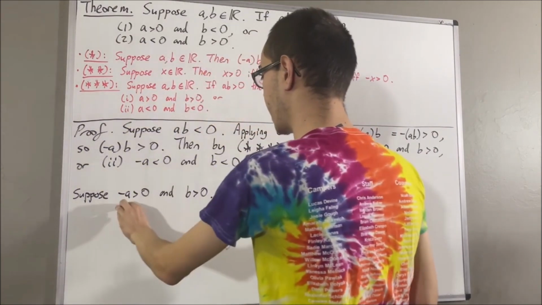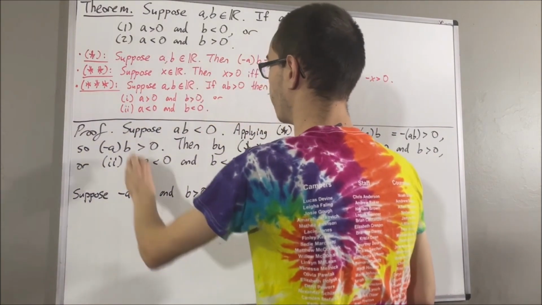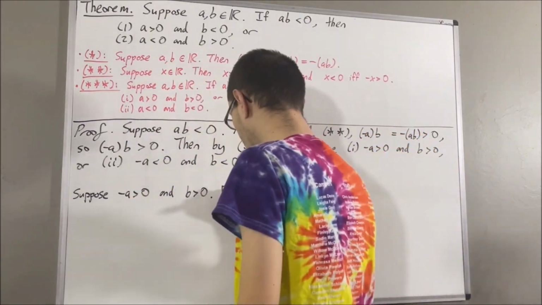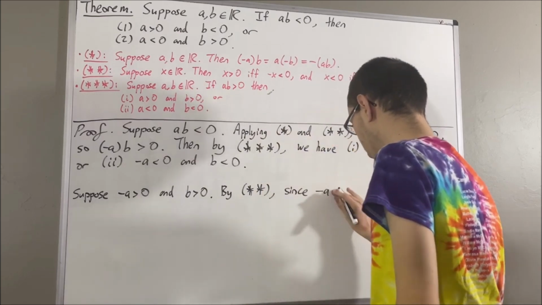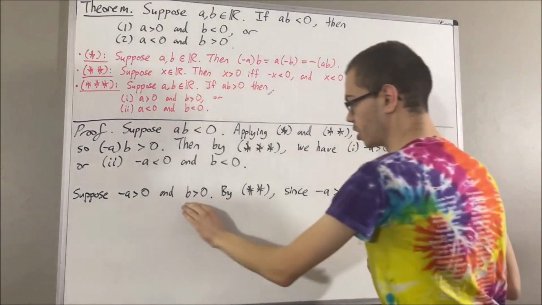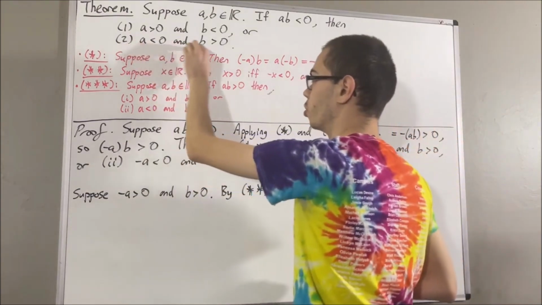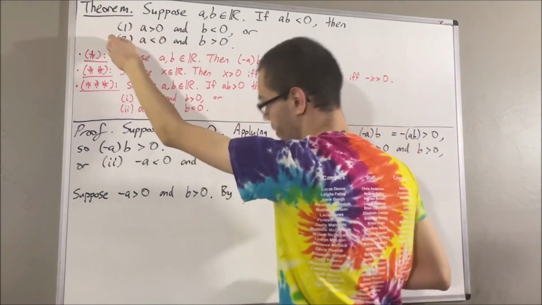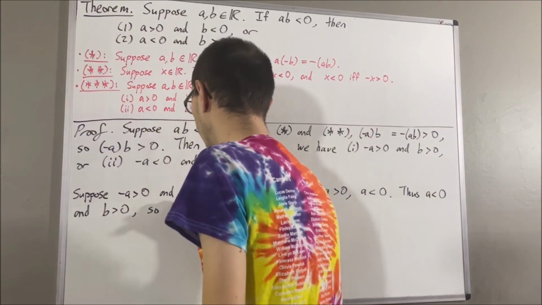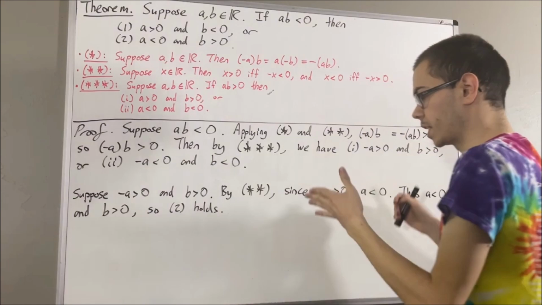Now, since negative a is greater than 0, by star star, that tells us a is less than 0. So now we see that a is less than 0 and b is greater than 0. So 2 holds. And we've shown that at least one of these is true. So this completes case 1.